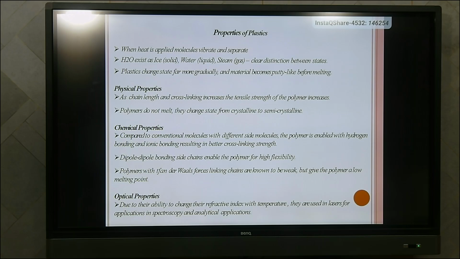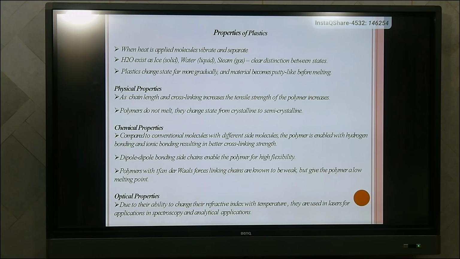Coming to the physical properties, they have a high tensile strength, and also they do not melt at a low melting point, but when they reach a particular melting point, they'll change their state from crystalline to semi-crystalline.